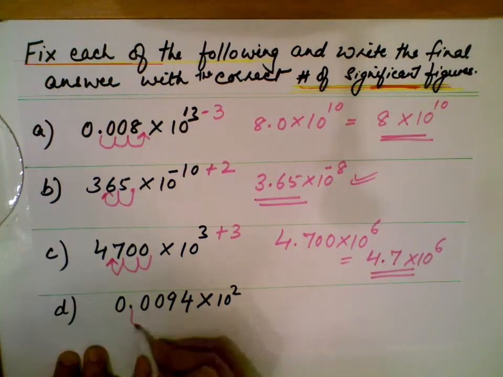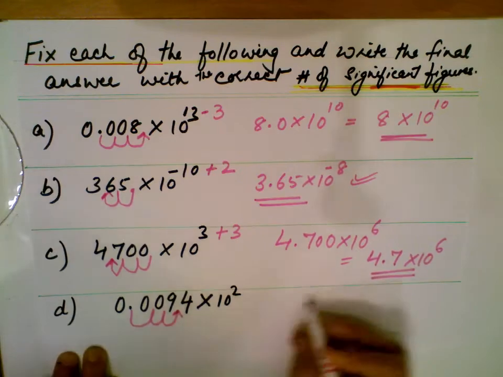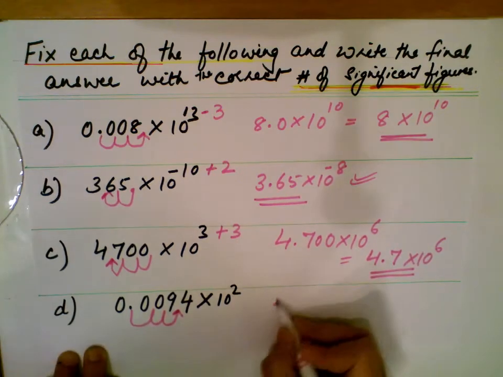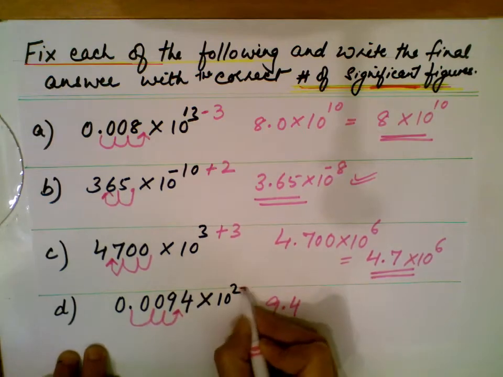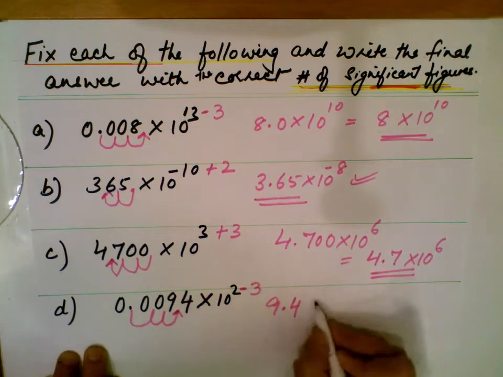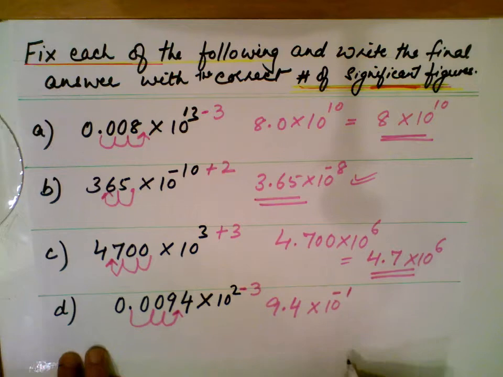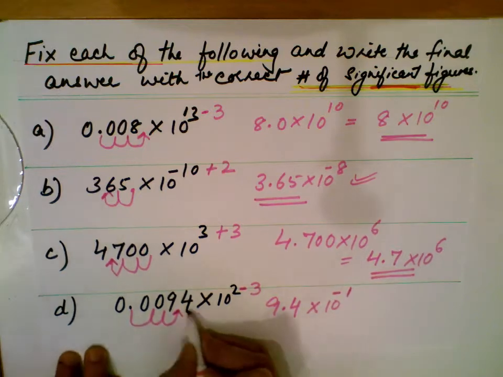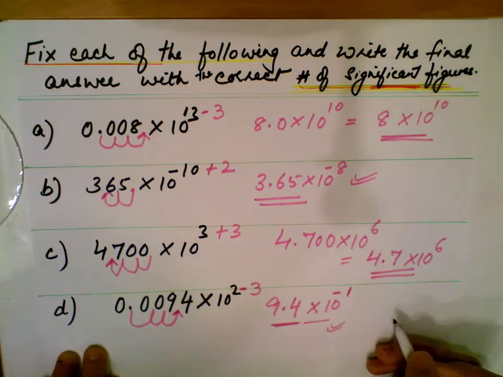Let's do this one. 1, 2, and 3. Going to stop here. Alright. And as a result, you're going to get 9.4. Now since you move 3 places to the right, you're going to subtract 3. And 2 minus 3 will be negative 1. Okay. And same thing, since you have 2 significant figures here, your answer is in 2 significant figures. So this is correct as well.